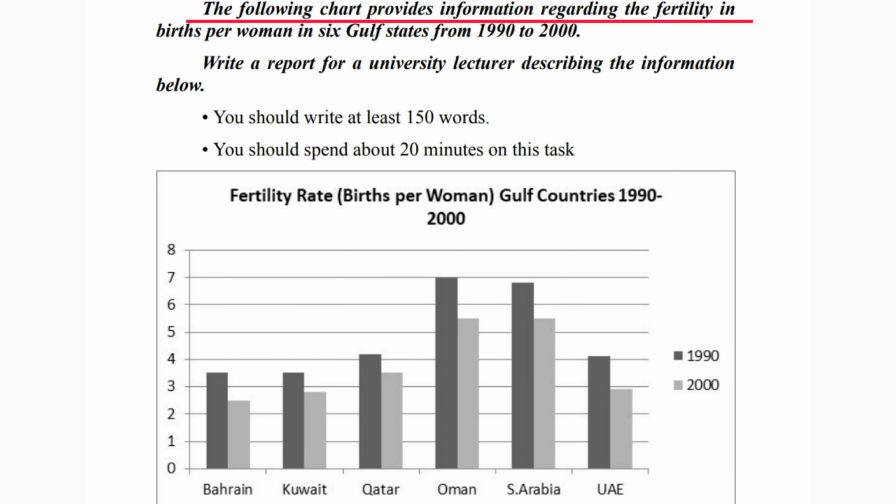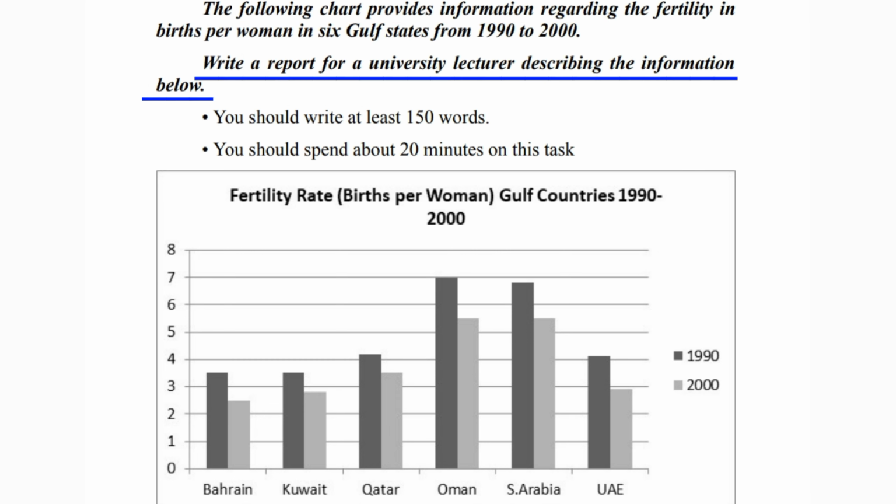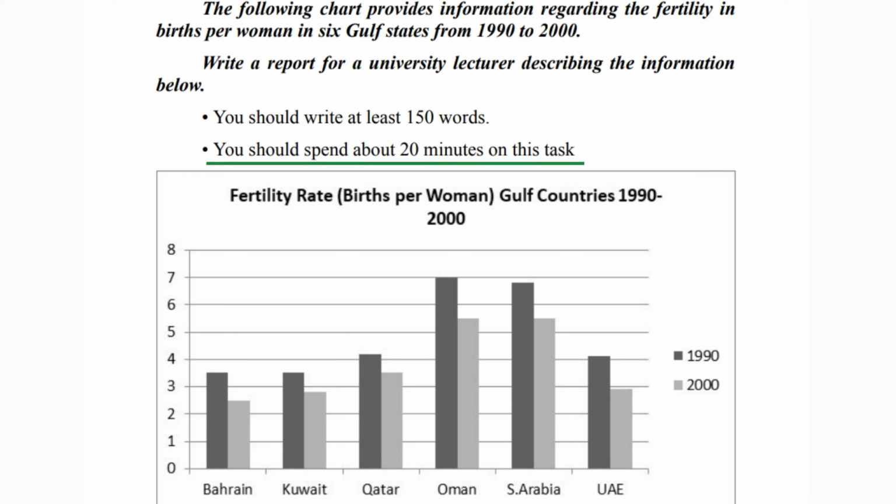The following chart provides information regarding the fertility in births per woman in 6 Gulf states from 1990 to 2000. Write a report for a university lecture describing the information below. You should write at least 150 words. You should spend about 20 minutes on this task. Now take a look at this graph.